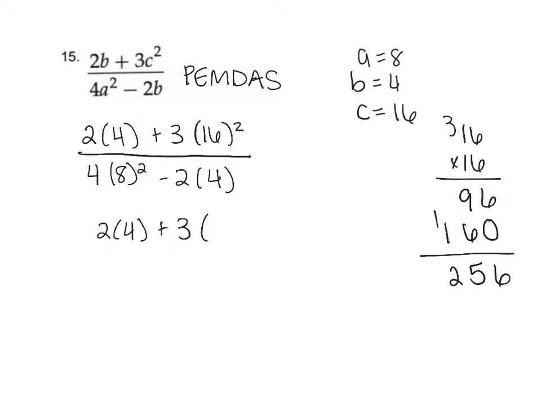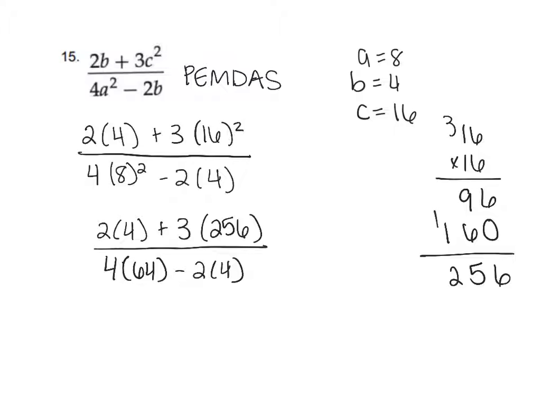So 3 times 256 over 4 times 64 minus 2 times 4. The 3 is from the original.